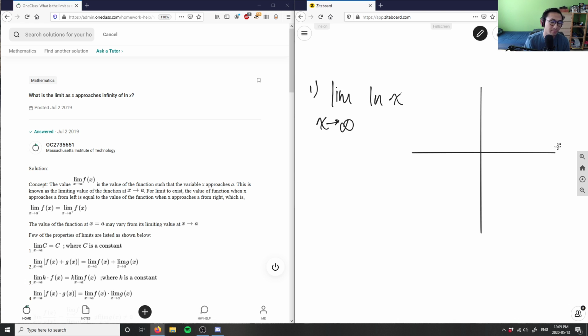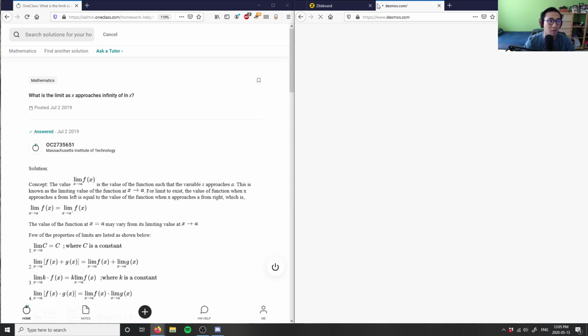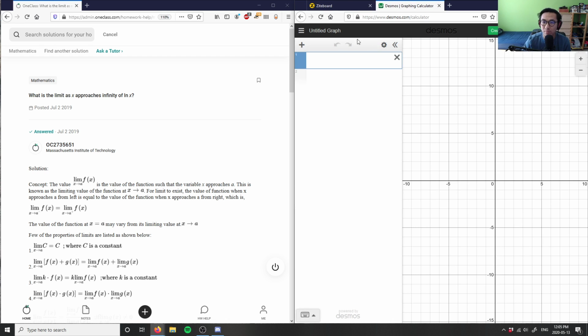You can think of ln x as a logarithmic function. So you get something like this, and it steadily increases and increases as it heads towards infinity. You can think of this as f of x equals ln x. And if you wanted a better diagram, I highly encourage desmos.com. Again, it shows you really what this graph looks like.